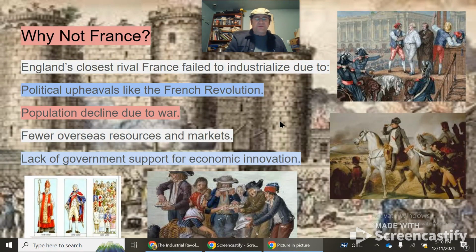Finally, in France, there was a lack of government support for economic innovation. The government in France prior to the revolution was intent on keeping everyone in their place. So keeping the poor poor, and the few, about 3% of the population of wealthy people, rich. And there was not a lot of room for social mobility. It was actually kind of discouraged and frowned on by people who had wealth and status.